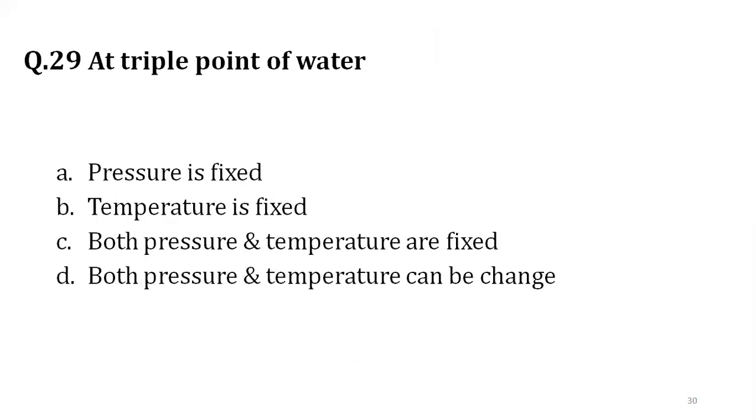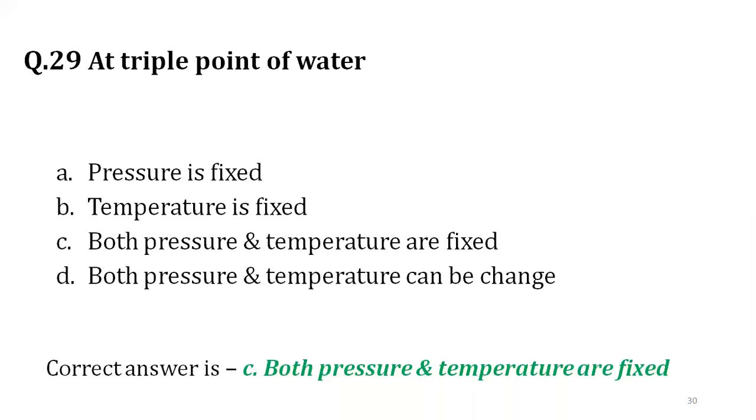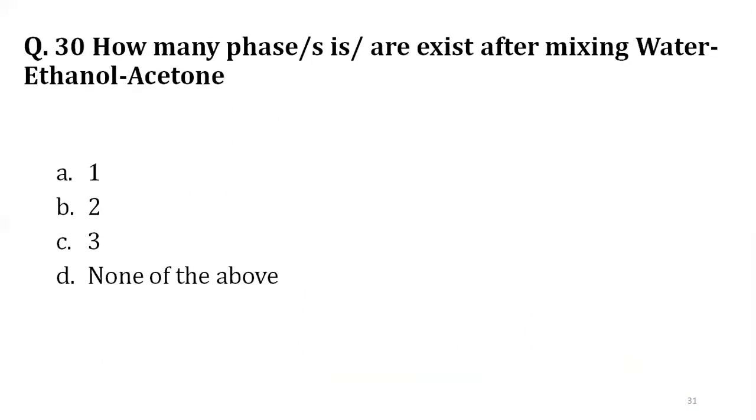Question number 29. At the triple point of water, option A, pressure is fixed. B, temperature is fixed. C, both pressure and temperature are fixed. And D, both pressure and temperature can be changed. Okay. So the correct answer is C. Both pressure and the temperature are fixed. We cannot change them, as we discussed in the previous question. That is the degree of freedom, it is 0. So it will occur at the specific temperature and specific pressure, and you cannot change any particular parameter, that is the pressure or the temperature.